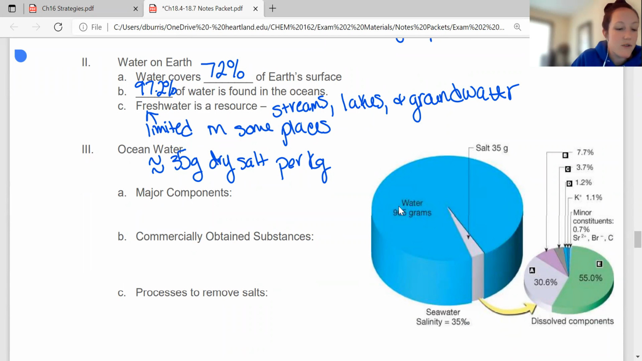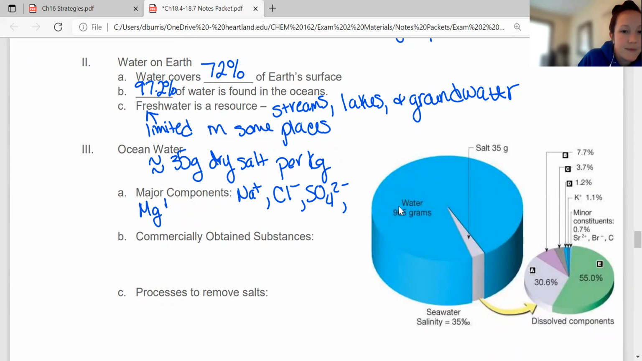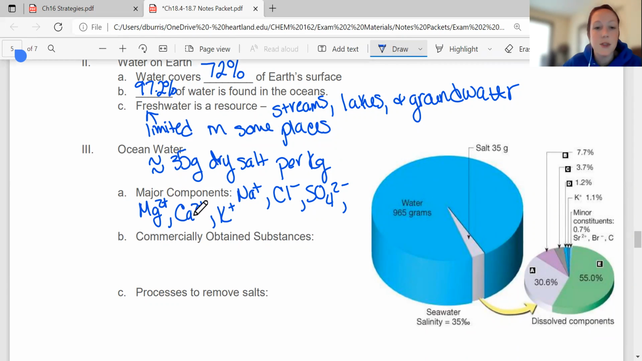Now, what is in that 35 grams? It's not all NaCl, of course, though a lot of it is. So we've got sodium, we've got chloride ions, some sulfate ions, magnesium 2+, calcium, and potassium. Most of those are listed over here, but these are what we're going to find most of in the water. So we can actually use these if we do purify it.